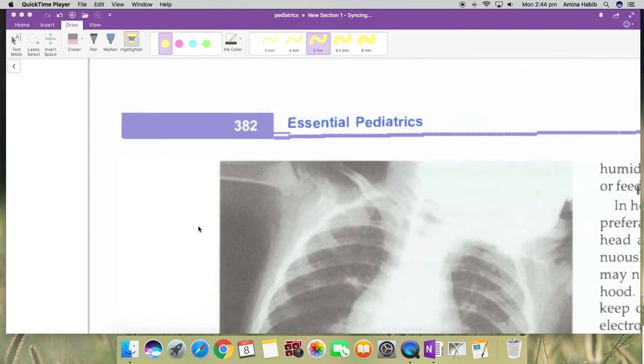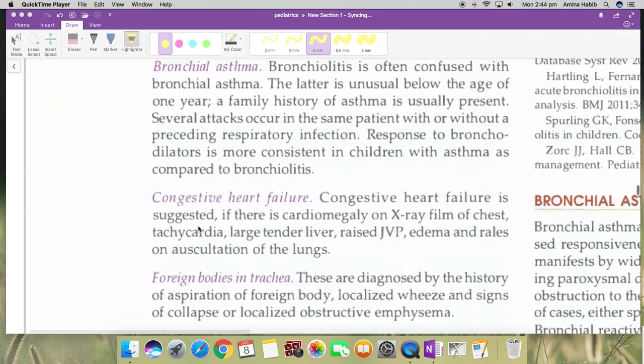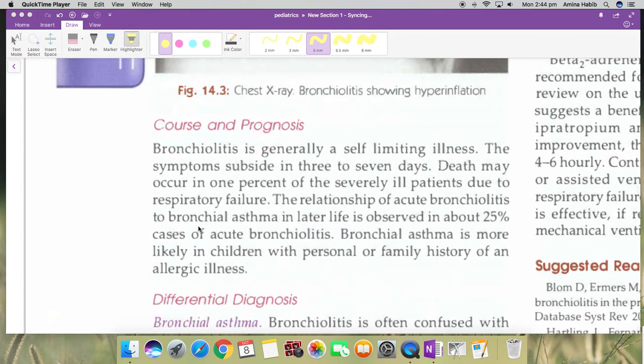Because this is the ultimate question that the patient asks you: will I get well, and how much time will it take for the recovery? It's usually a self-limited illness. In 3 to 7 days the condition starts to improve, and in 1% of the cases there may be death because of respiratory failure. But one line here is important: the relationship of acute bronchiolitis to bronchial asthma in later life is seen in certain cases.